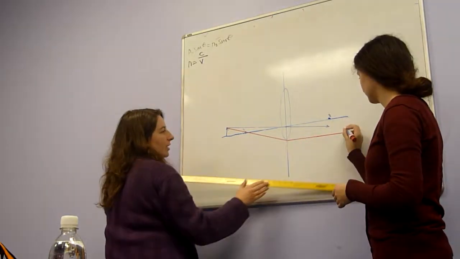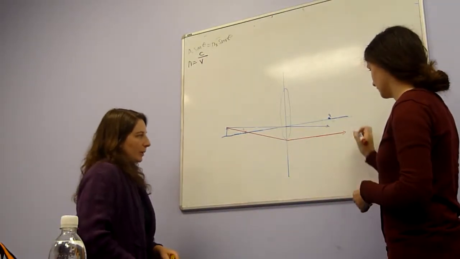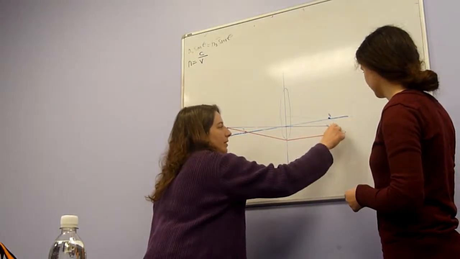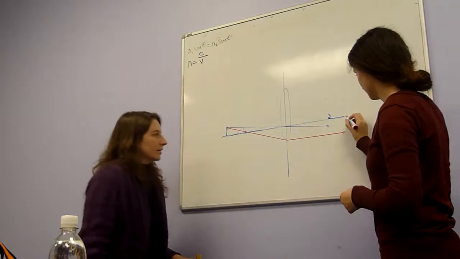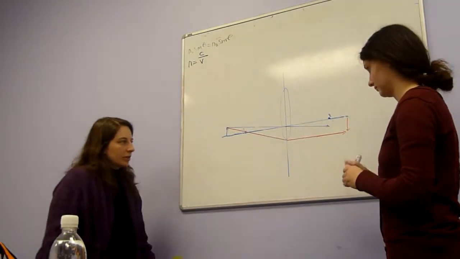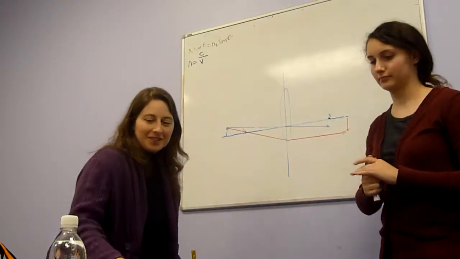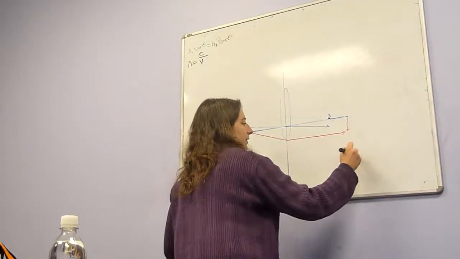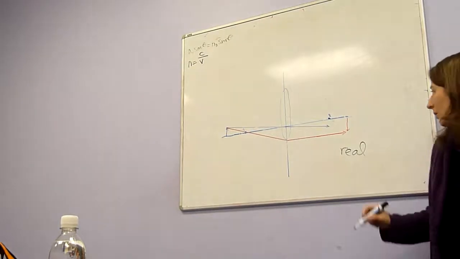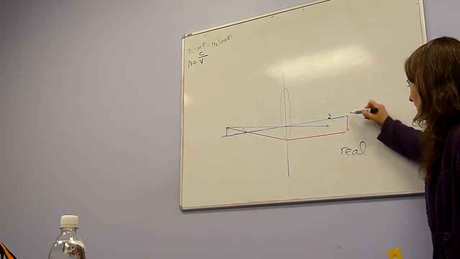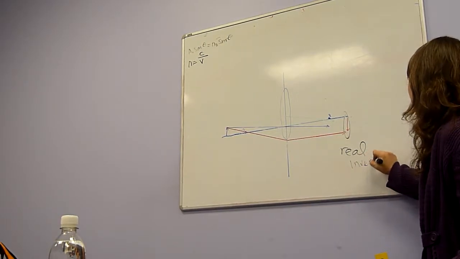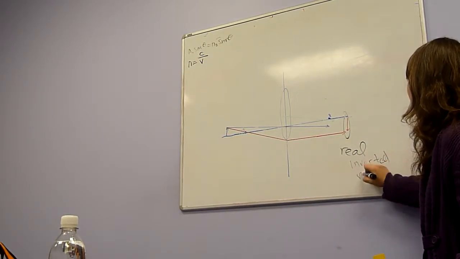Okay, so where are all these guys going to converge? Somewhere, like this one should go there, so probably right there. So is this image real or virtual? Real. It's a real image, because I didn't have to extrapolate lines. Right, and this is the image right here. It's inverted and magnified.